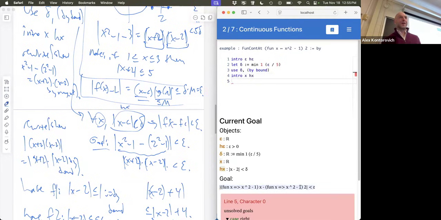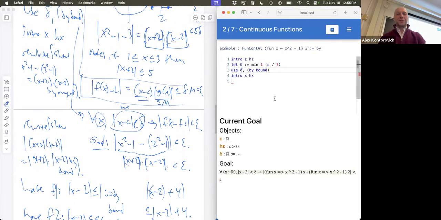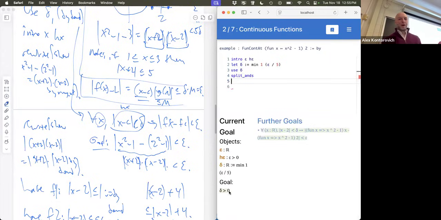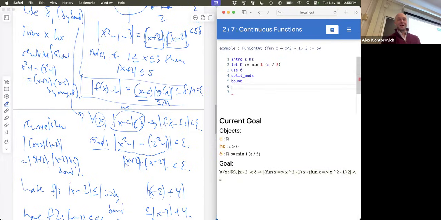Great. Now it's this ugly thing, Daniel. Because now it's not just that there exists a delta, but that there exists a delta and a proof that delta is positive. With use, you need a comma. Again, if you don't want to do it this way, you can just use delta. Then you'll have two things to prove. Then you split the ands. And now you're just staring at why is delta positive, and then I'll do bound. And that closes it out.